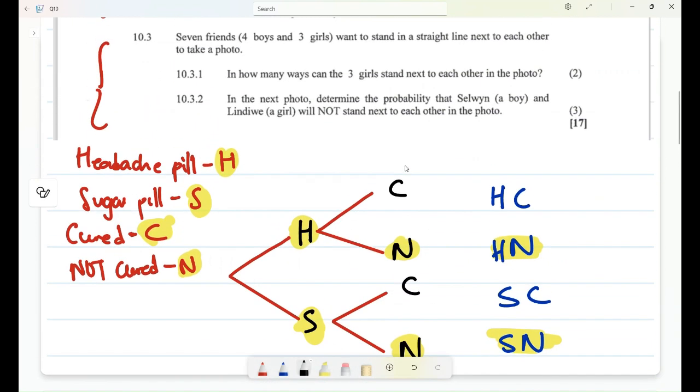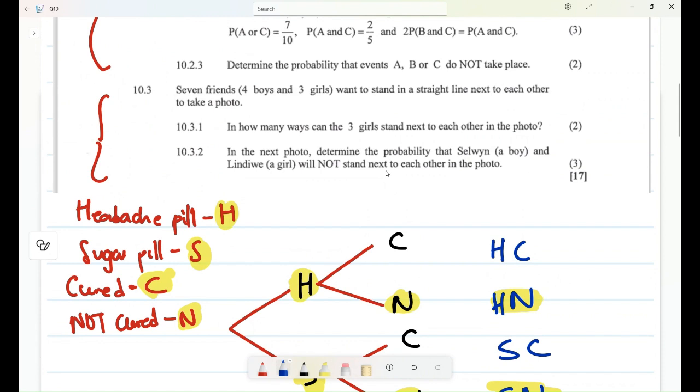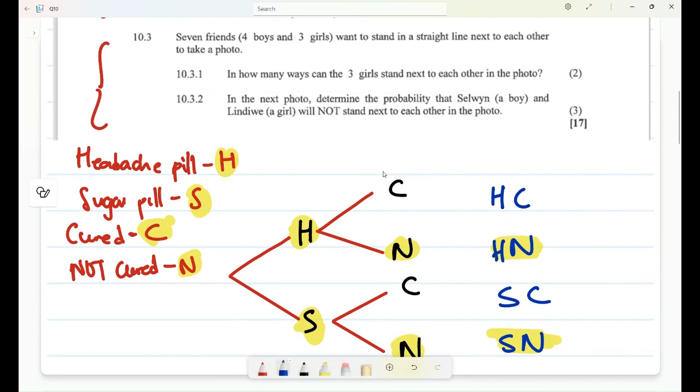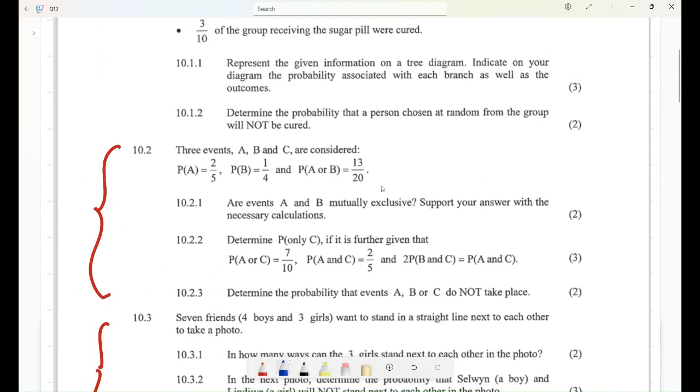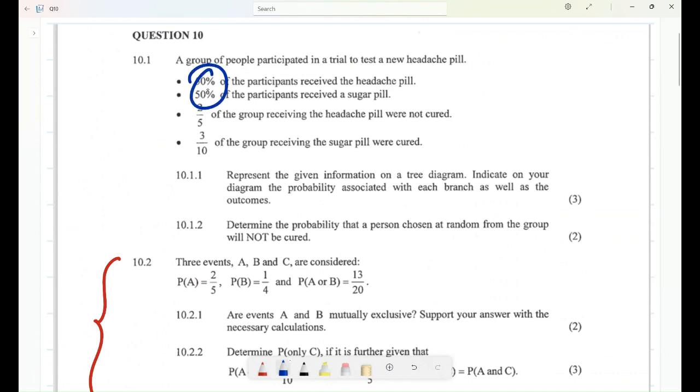Sorry, I have to fill up these things here. What is the probability that they took a headache pill? Remember, they said 50%, so it's going to be half here and half here. Now, 2 divided by 5 of the group receiving the headache pill were not cured.